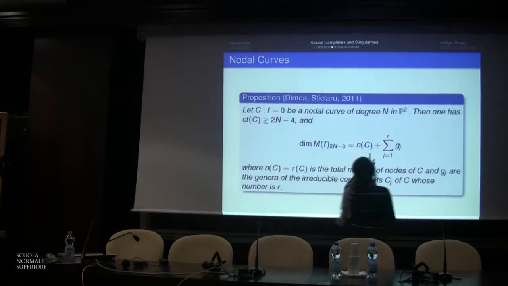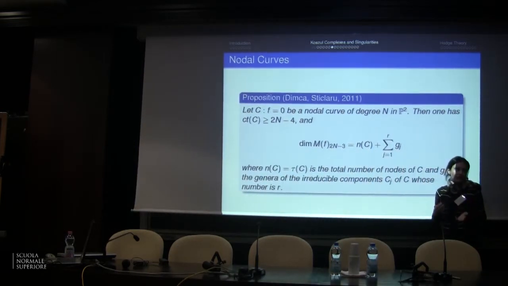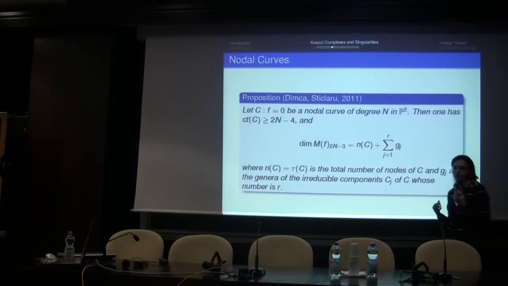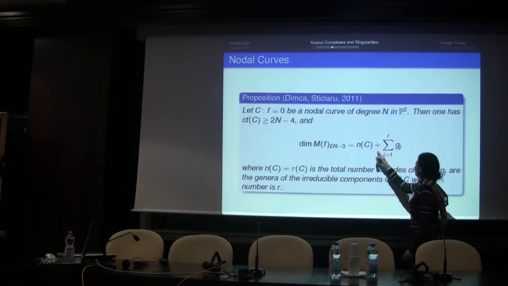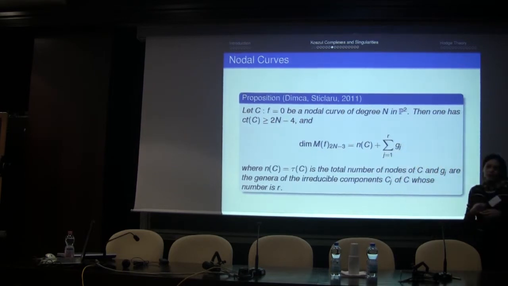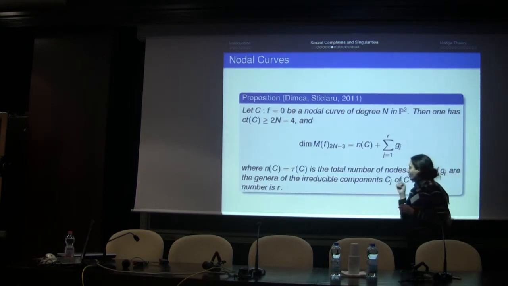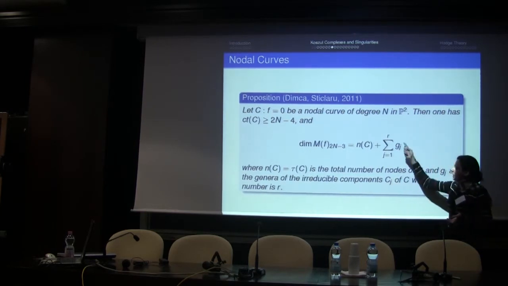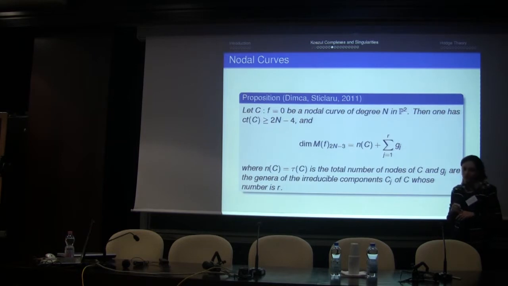So it's equal to the number of nodes, which is exactly the Dieudonné number of C, because we saw before that the Dieudonné number of a node is equal to 1, plus the sum of Gj. And Gj are the genera of the irreducible components of C whose number are R. Okay, so we have C, which is equal to union of Cj, and each one has a genus, and we take the sum of the genus. Okay?